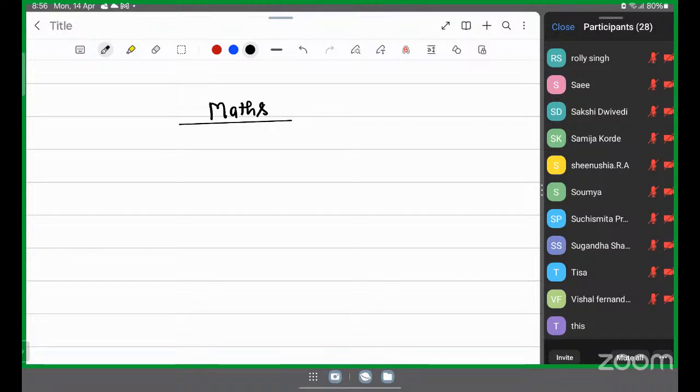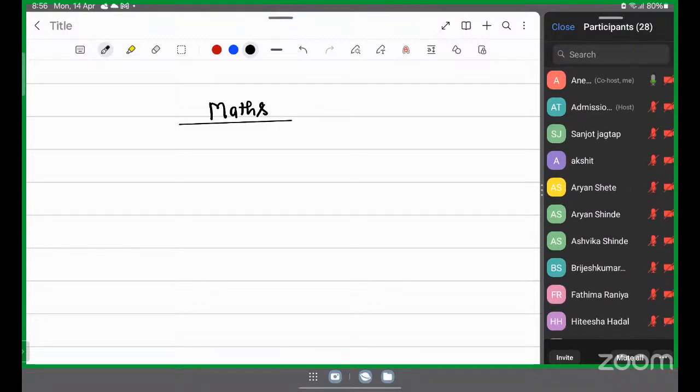मैथ्स में क्या किया था भाई हमने? रिलेशन किया था। Yes or no, types of relation is completed: reflexive, symmetric, transitive, equivalence relation. Yes, sir.